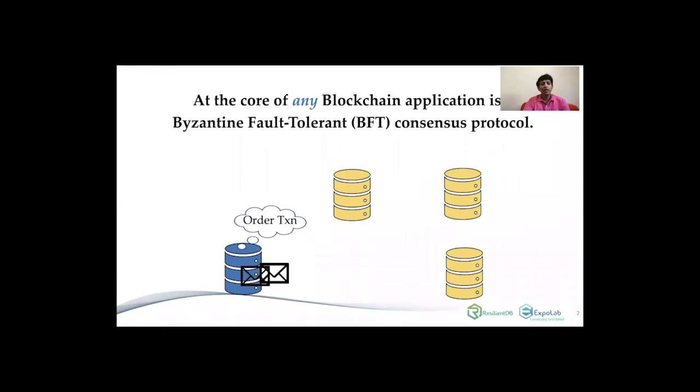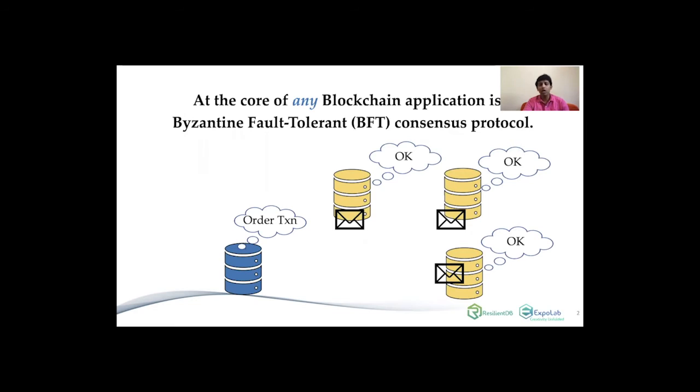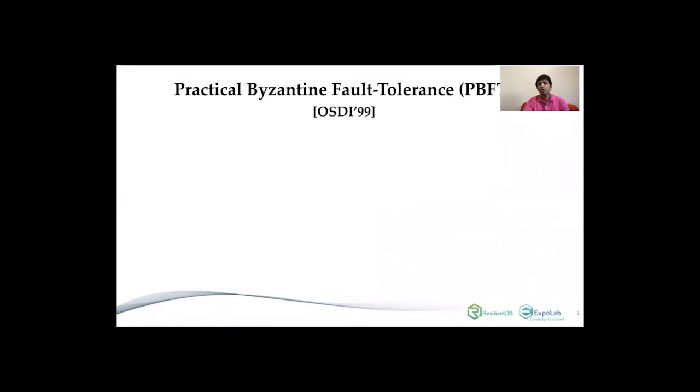We know at the core of any blockchain application is a Byzantine fault-tolerant consensus protocol, which ensures that all the replicas agree on the same order. The very first protocol to do this practically was PBFT, which was presented at OSDI 99. And what does PBFT say?